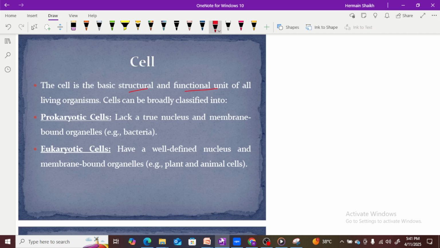Cells can be broadly classified into prokaryotic cells and eukaryotic cells. Prokaryotic cells lack a true nucleus and membrane-bound organelles, such as bacteria, cyanobacteria, etc. Eukaryotic cells have a well-defined nucleus and membrane-bound organelles, such as plant and animal cells.